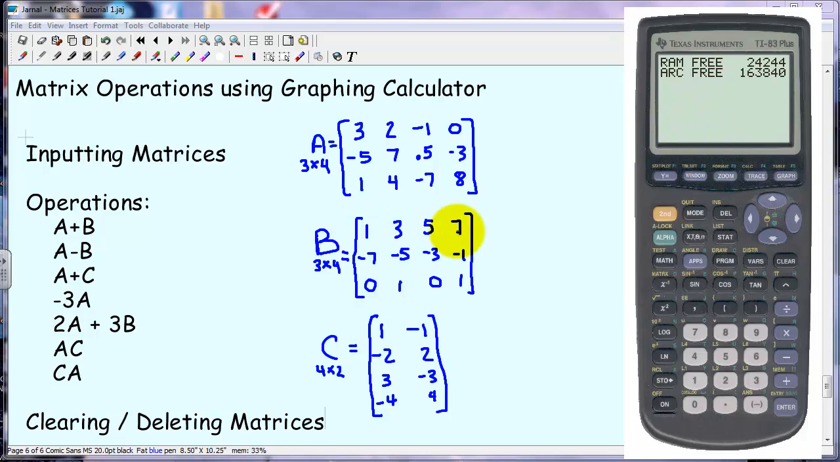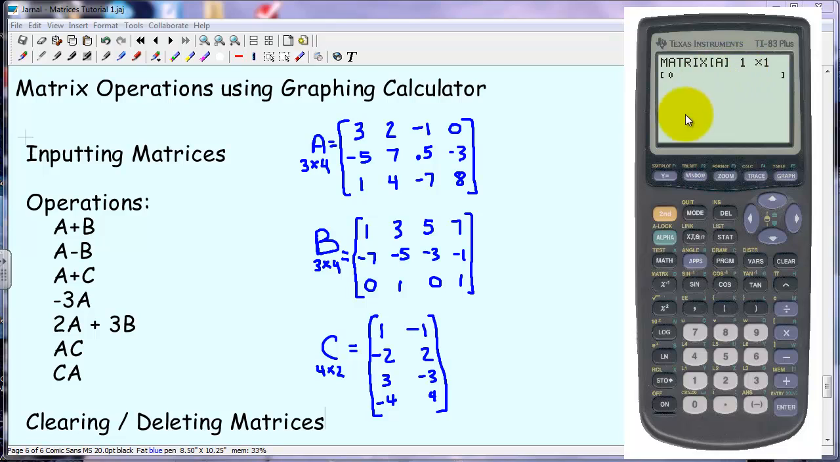To input a matrix, we're going to use the matrix menu, which is here in yellow, so second matrix. And we have 3 menus. We have names menu, which we use to pull out matrices when we want to operate on them. Math, which we'll talk about in another lesson, and edit. So when we're inputting a matrix, we're editing. So I need to move over to edit, and let's edit matrix 1. So we're going to input matrix 1.